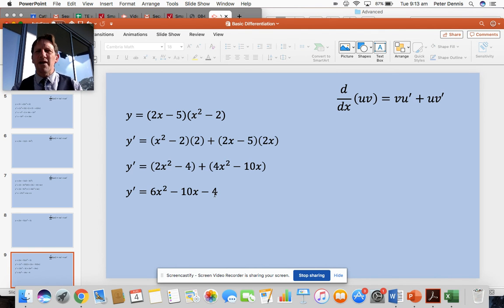So remember, that's one way to look at it. The other way is I look at it as uv, vu dash plus uv dash. So it's ultraviolet, violet ultra, ultraviolet. And that's a nice way to do it too.